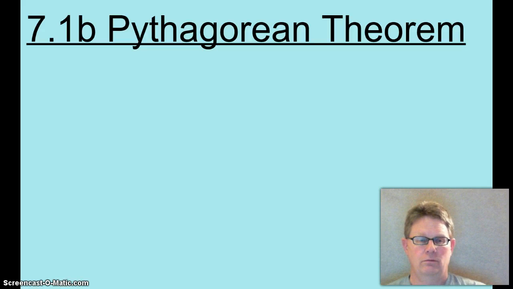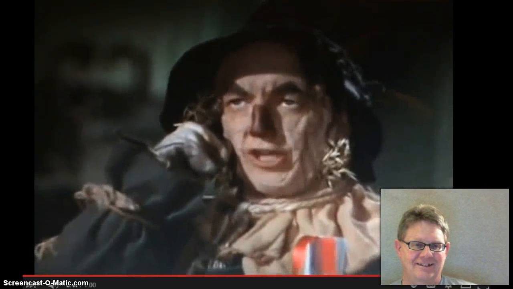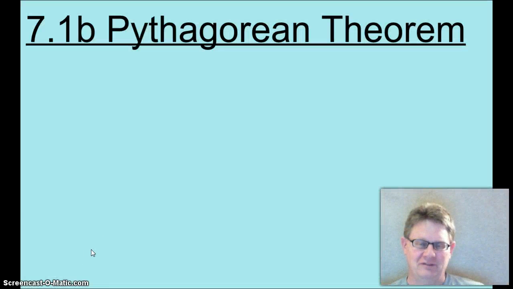The scarecrow: Sum of the square root of any two sides of an isosceles triangle is equal to the square root of the remaining side.